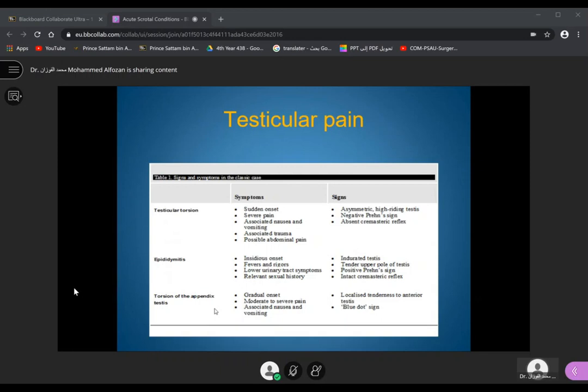So it has no role and there is no harm. If you lose it, it will not affect your fertility. So testicular appendages, it's similar to the appendix.